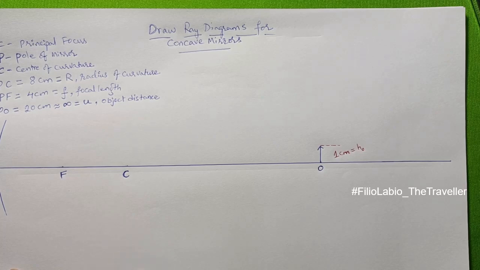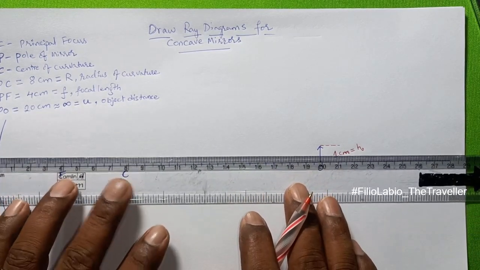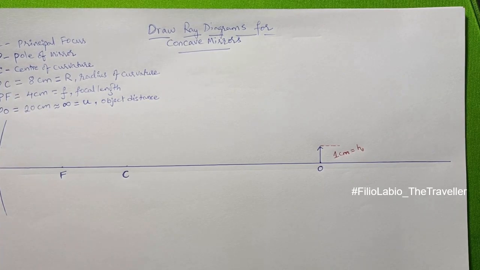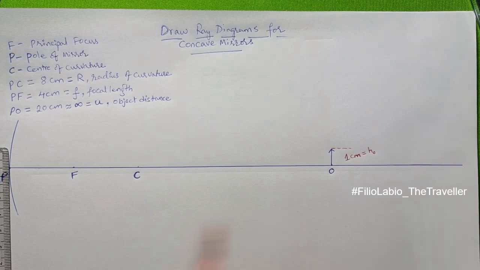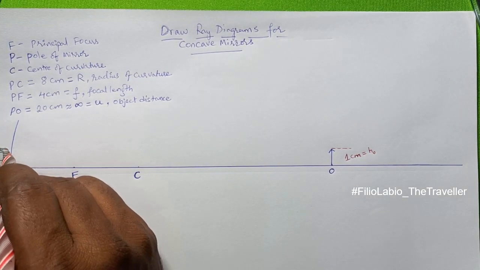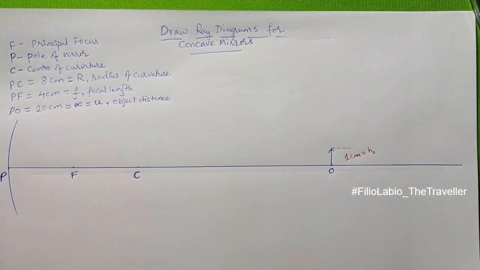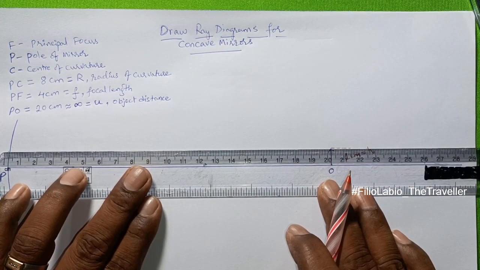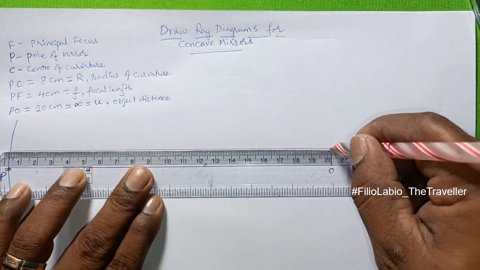Now, we need to draw two rays. Take 1 centimeter height, approximately here at point P. Take 1 centimeter height at point P. Okay. Now connect these 2 points. This is called as incident ray.